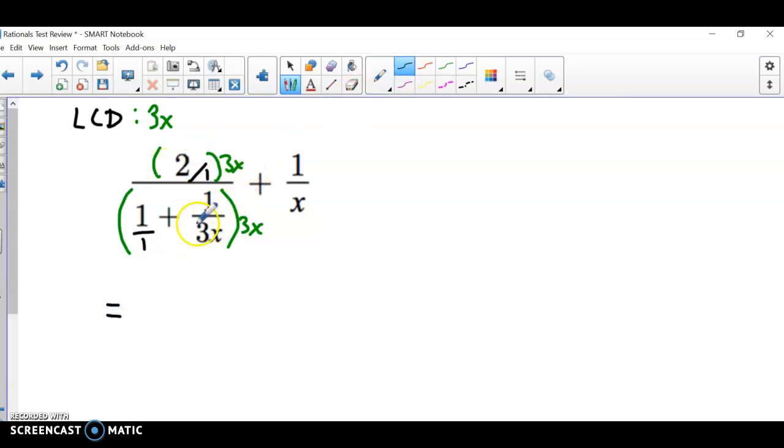So let's rewrite this. I've got my 3x times 2 over 1, which is going to give me 6x. Distribute this in, my 3x times 1 over 1 just gives me 3x.